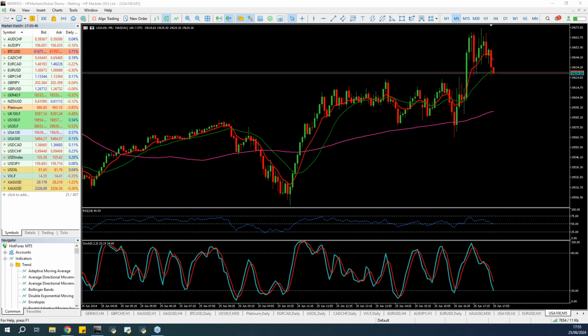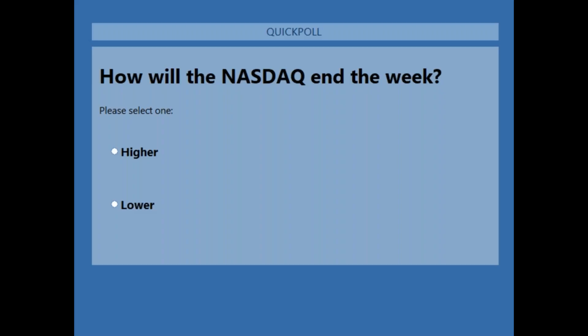Let's release another poll. This one's going to be slightly different. How will the NASDAQ end the week? So by close of trading on Friday, how will the NASDAQ end the week? Higher or lower? I will only give people 1 minute to answer this, ladies and gentlemen. And by the way, if people have questions, you're more than welcome to ask questions, and I will answer them live now as well. 60% have answered.